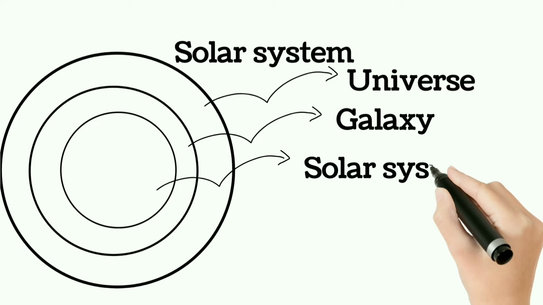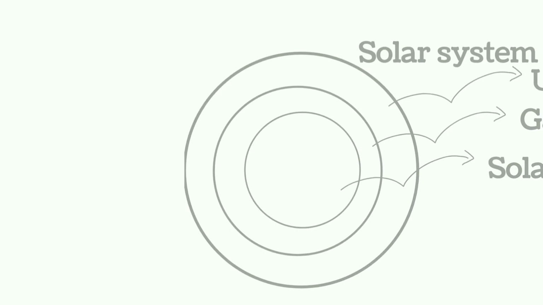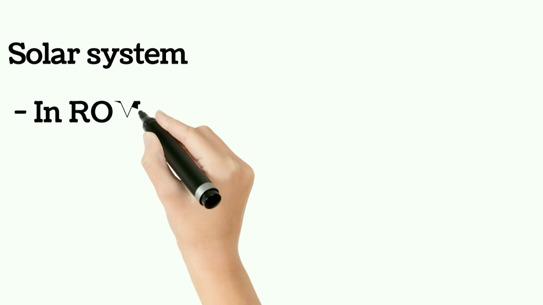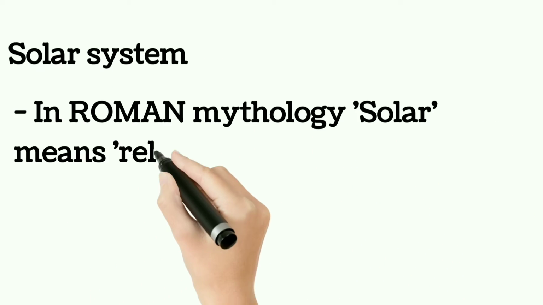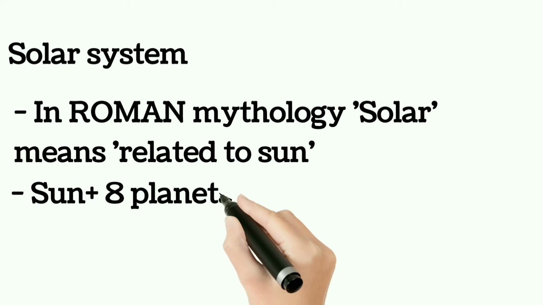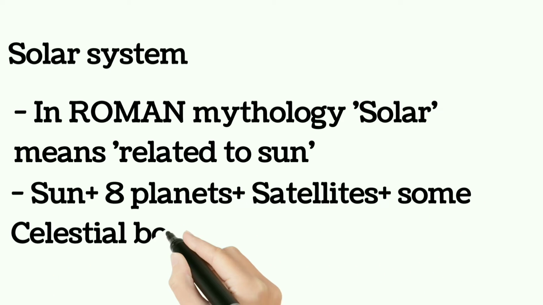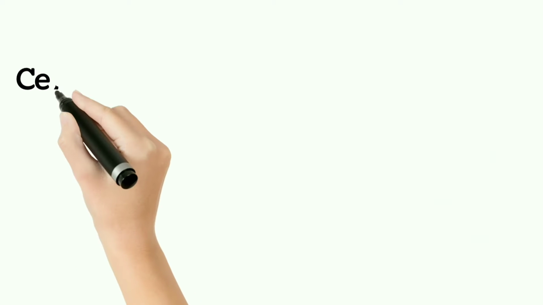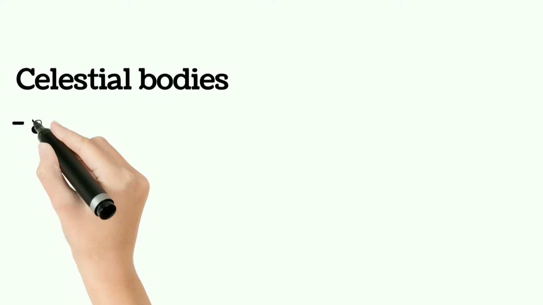Now let's see what is the meaning of solar system. If you clearly see, the word solar in Roman mythology is related to the sun. So you can clearly tell that the solar system has something that is related to the sun. The solar system contains the sun, 8 planets, satellites, and some celestial bodies. Now we have come across a new term, which is celestial bodies. So let's see what is the meaning of celestial bodies and what are those bodies.